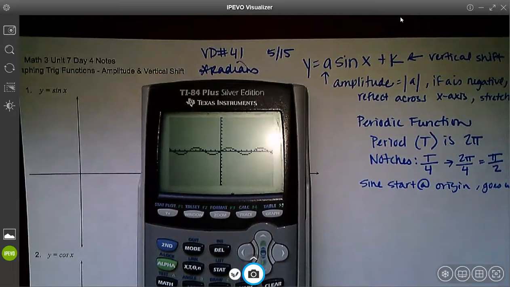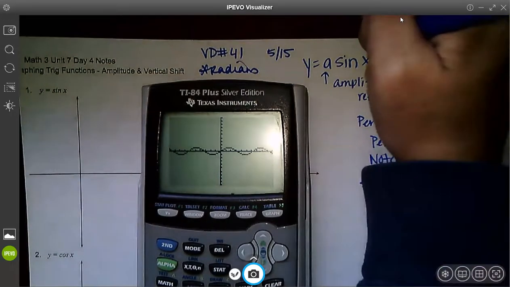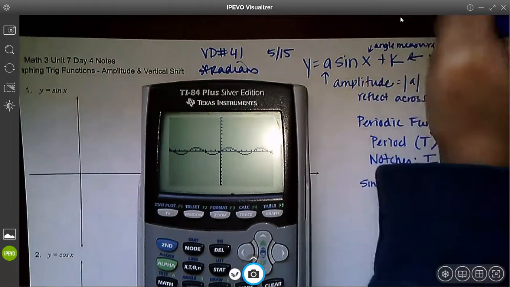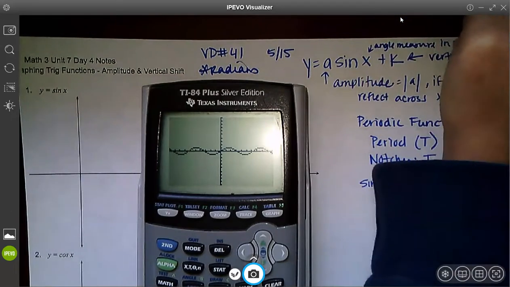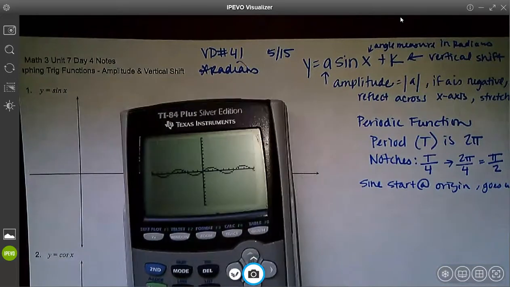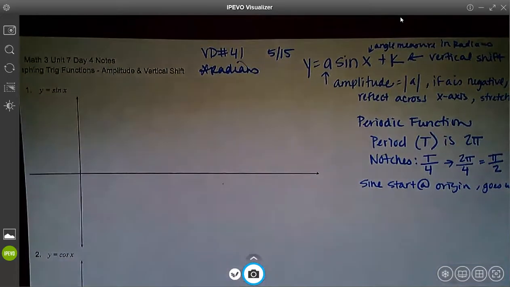So x is our angle measure. You can notice that angle measure in radians. And y is our value of sine. So that's what it's going to look like. It's always going to look like that. It's going to be stretched, compressed, shifted, but that is the basics.